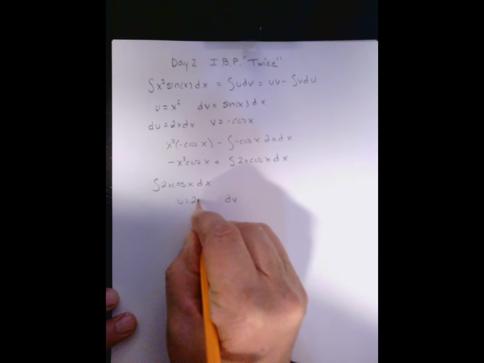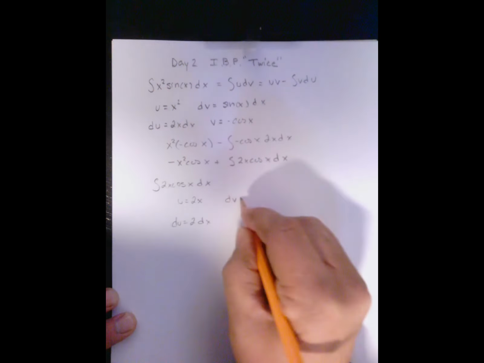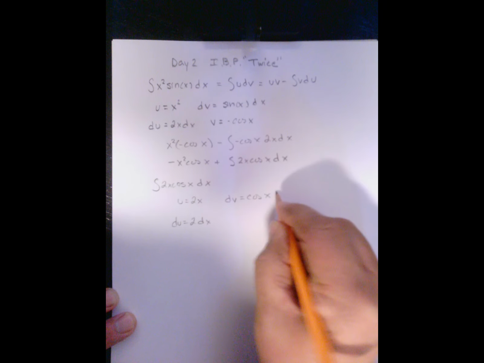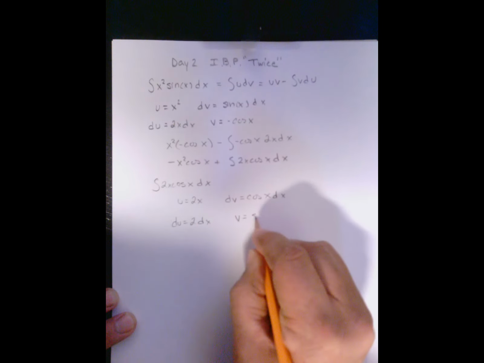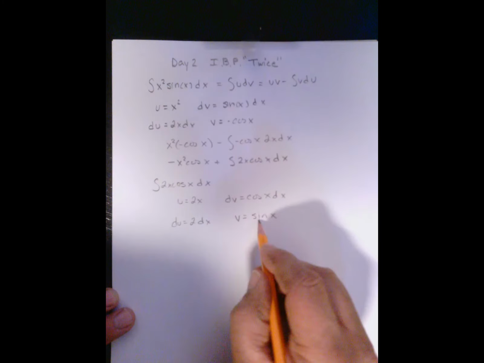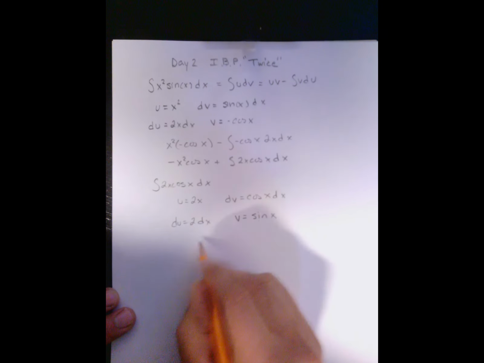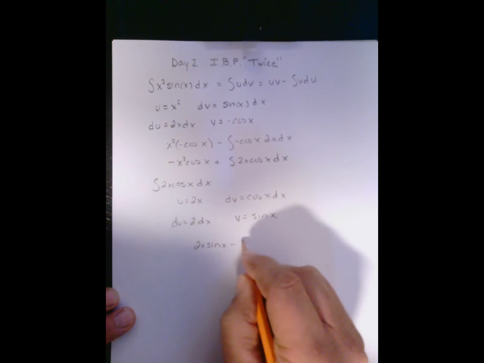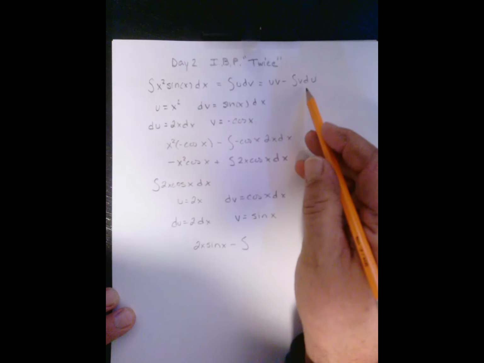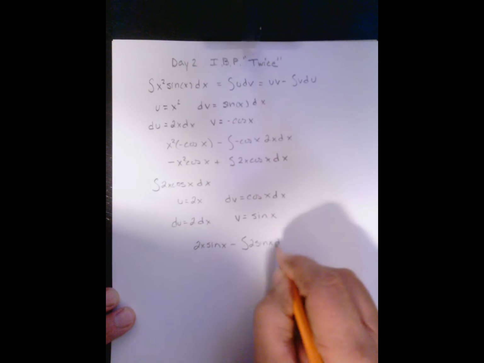I'll let u equal 2x, and du equals 2 dx. dv I will let equal cosine of x dx, then v must have been the sine of x, that function which I would take the derivative of to get cosine x. Okay, plugging these into the formula, I get uv, which is 2x sine x, minus the integral of v du, still using this formula. I think that's going to be 2 sine of x dx.